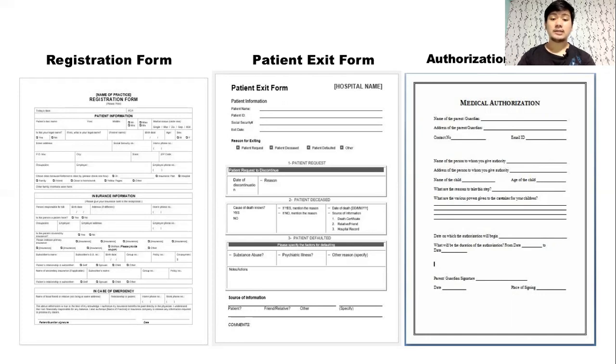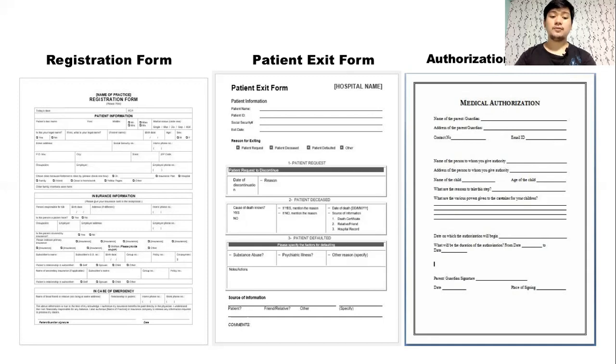Next is patient exit form. This is used by those people who were admitted to the hospital for a particular treatment and now they want to exit after the procedure has been completed. This form is kept as a record that the patient has exited the hospital after clearing all the pending dues.